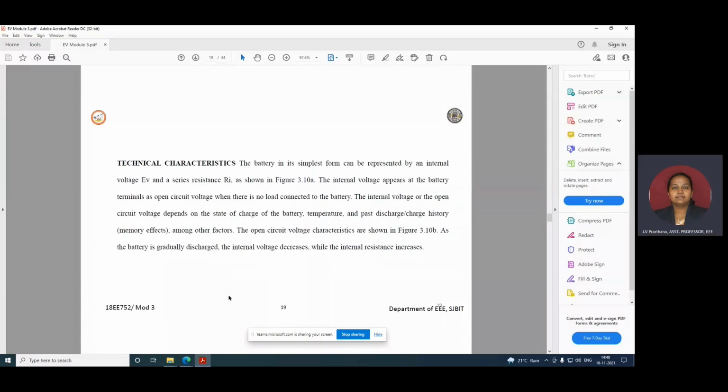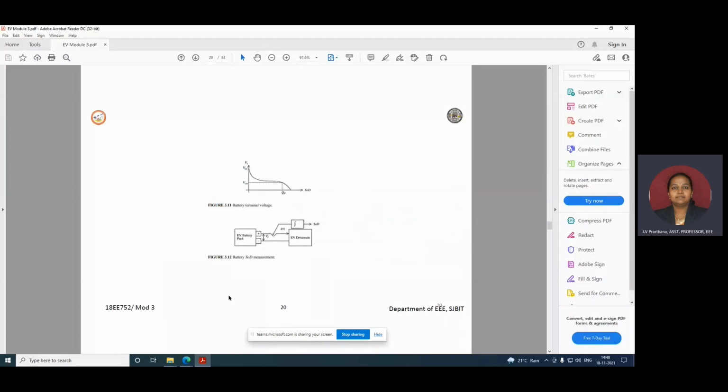The open circuit voltage characteristic is very vital, and is the deciding factor for choosing a battery. Here we have illustrated the battery terminal voltage. You can see that over a period of time the voltage is decreasing. Here we have a battery DOD measurement. In the battery pack, we have the drivetrain, how the terminals of the batteries are connected, and how it is given to the load is being illustrated here.